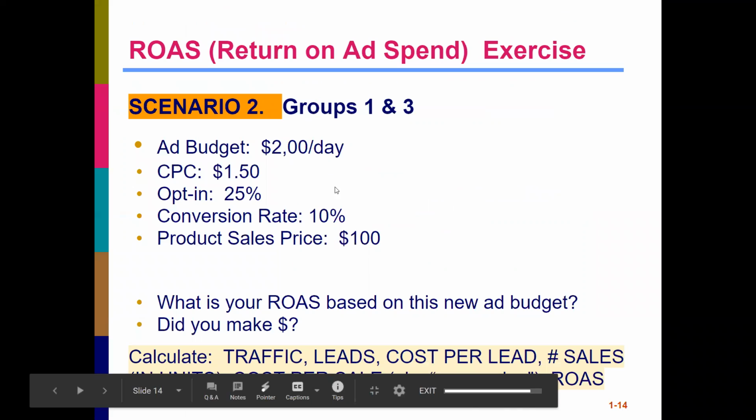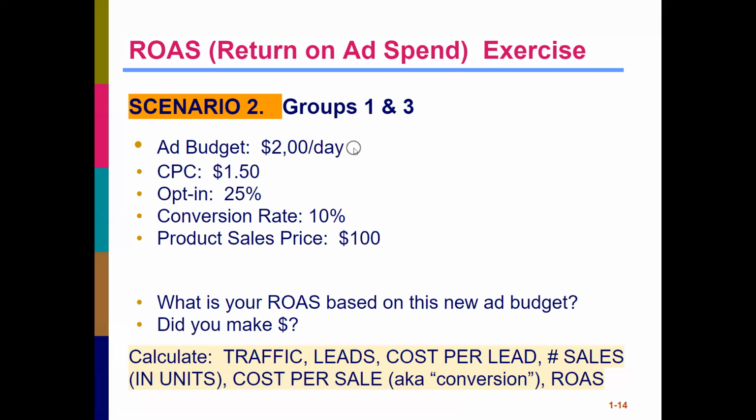Groups 1 and 3, you have this new scenario. Instead of $1,000 a day, it's now $2,000 a day. Your conversion rate now goes up to 10%. Product price is still the same. The opt-in is still the same. Your cost per click is the same.